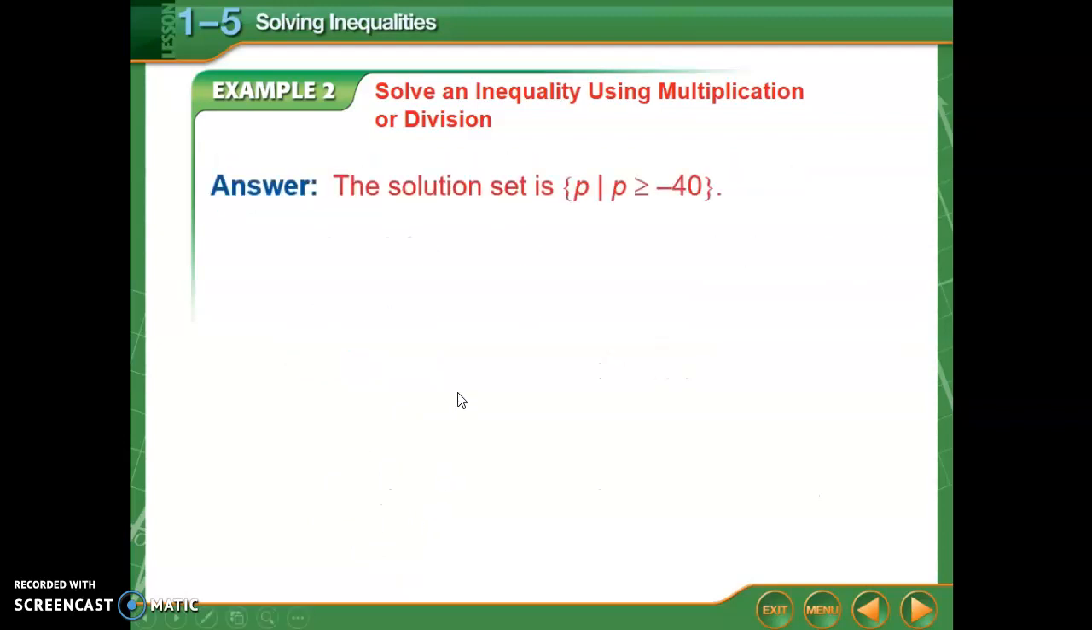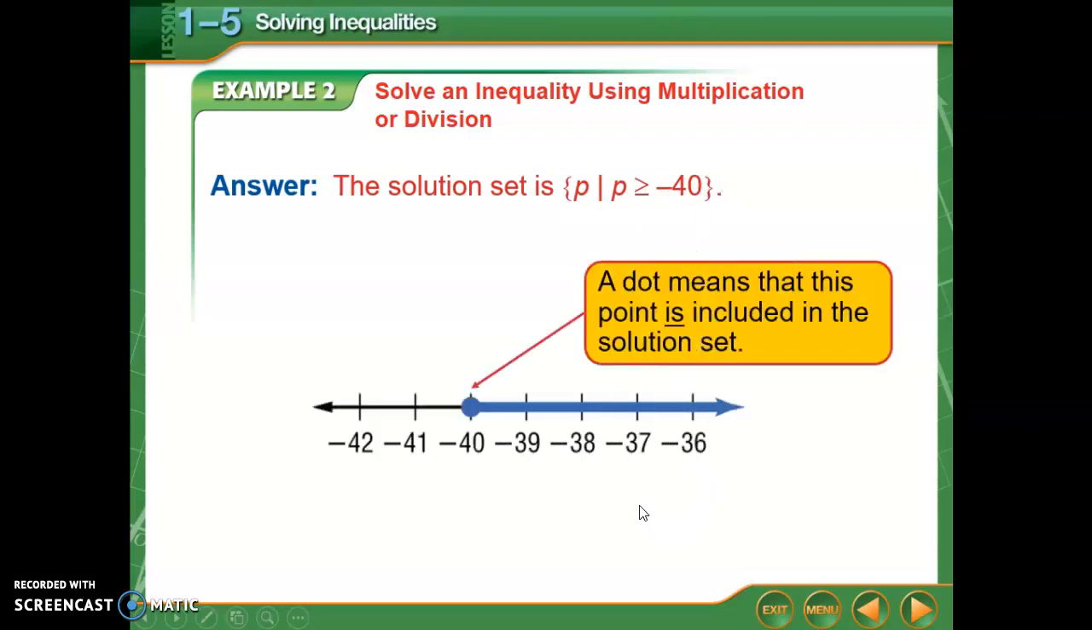All right, let's graph this one. By the way, this is the solution set. You can write your final answer this way: open brace, P is the set of all real numbers, P must be greater than or equal to negative 40, close brace. And then, since it is less than or equal, there's a line under the inequality sign. That makes it a closed circle. That means negative 40 is part of the solution set, and everything to the right of it.